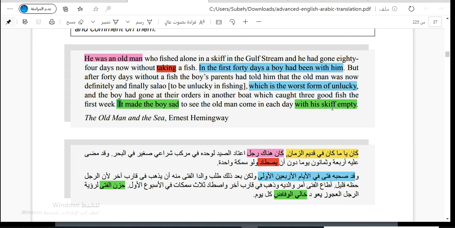Now this is an idiom and should be translated idiomatically. Here the translator succeeded in translating it into an Arabic idiom using يعود خالي الرفاض كل يوم. He doesn't translate it literally, بقاربه فارغا, with his skiff empty. No, but he translated it as يعود خالي الرفاض كل يوم. If you reread the text again, you will find that it's a natural text without any strange utterances inside it.